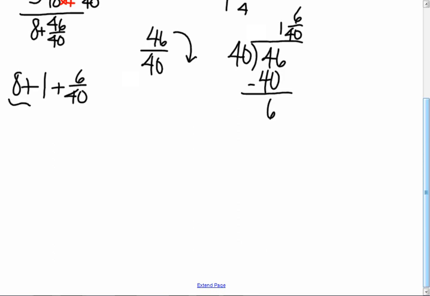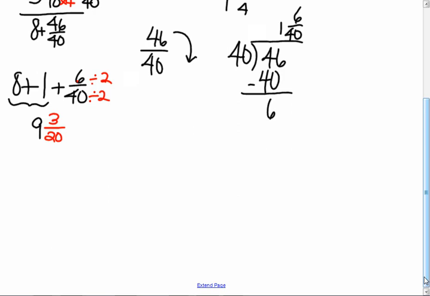Can I add the 8 and 1? If I go too fast, let me know. Can I add 8 and 1? Sure, why not? Math always tells me what to do. What about 6 and 40? They're both even, so what do you want to divide by? 2. I heard somebody say 2. So half of 6 is 3. Half of 40 is 20.